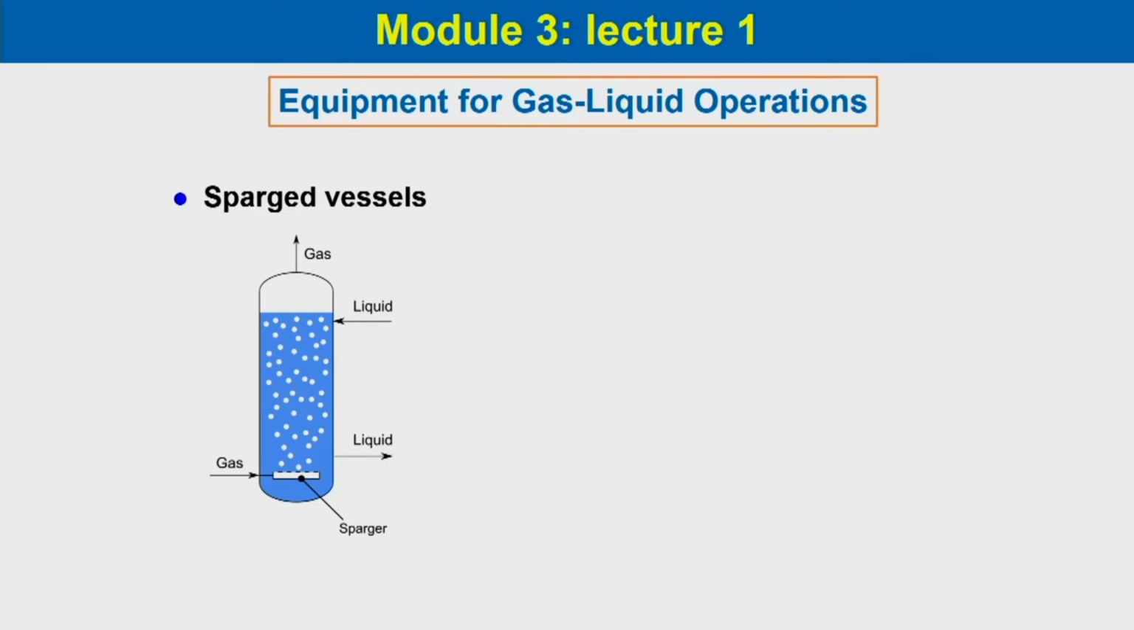You can see in this case the gas enters at the bottom and liquid enters at the top, and there is an intimate contact inside the column, so that the mass transfer happens either from the gas phase to the liquid phase or from the liquid to the gas phase.